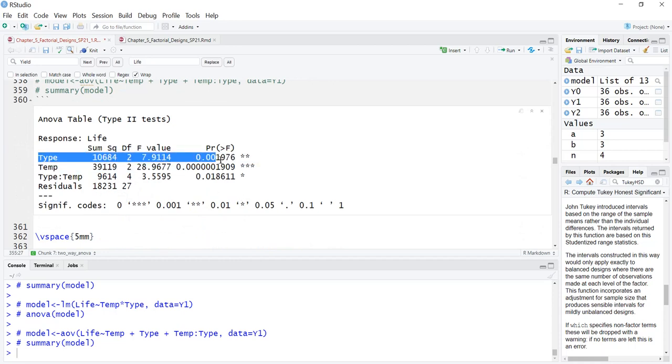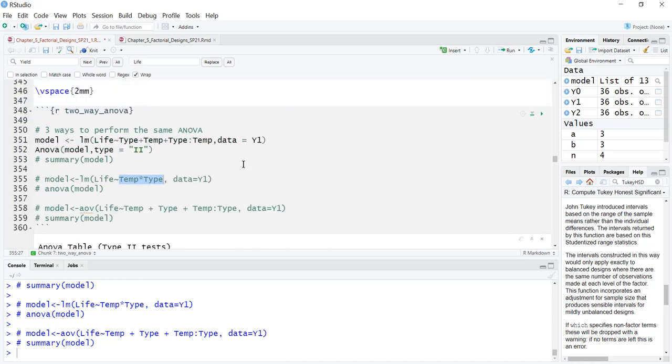Type is across here, it's significant. Temp is significant, and look at this, interaction is significant as well. So when we start, we can't just talk about the type of material by themselves, and we can't just talk about the temperature by itself. We need to talk about what happens for each material type across the temperatures. Okay, that makes the most sense, and so that's what we'll do.